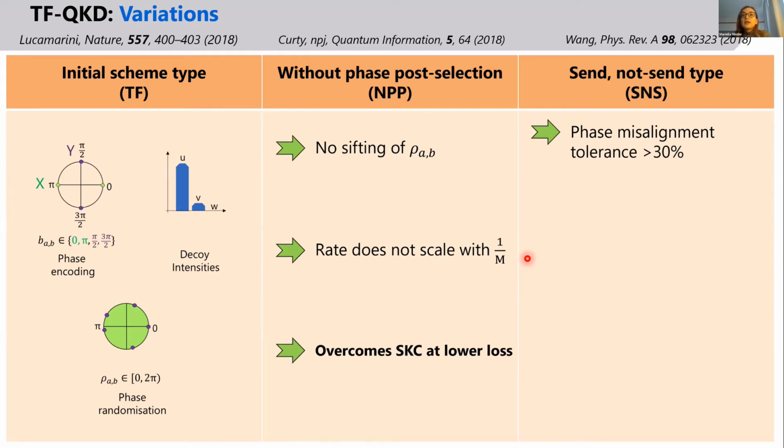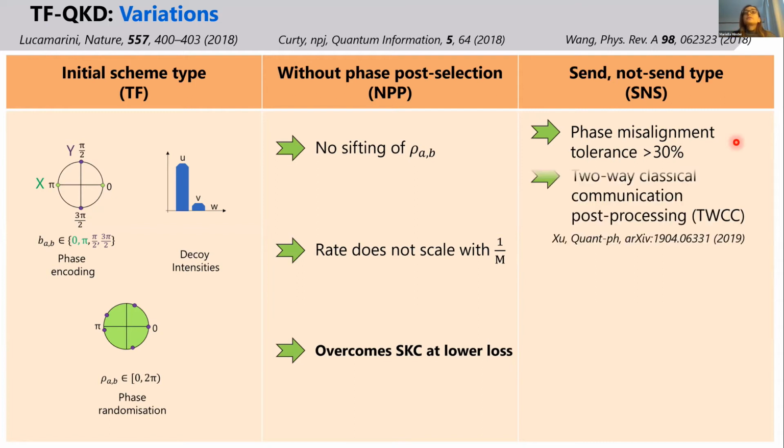to phase misalignment errors. So phase is a very big problem for TF-QKD. It's something I will talk about in the next few slides. The fact that we are intensity encoding our code bases is very advantageous in that sense, that we can have a little bit more noise in the phase and still extract a key. So SNS can tolerate over 30% of phase misalignment error.